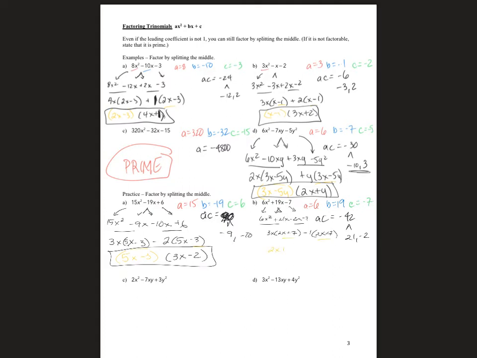Greatest common factor. What's left? FOIL to check. Next one. A is 2. B is negative 7. C is 3. AC is 6. Two factors that multiply to give you 6, but add to give you negative 7.